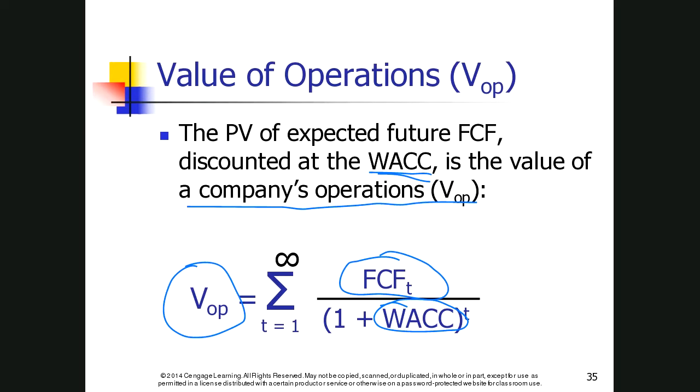So with that kind of rationale, we put out the same structure, the same framework as the discounted cash flow, except that we use free cash flow as the cash flow part, and we use the weighted average cost of capital as the discount rate.